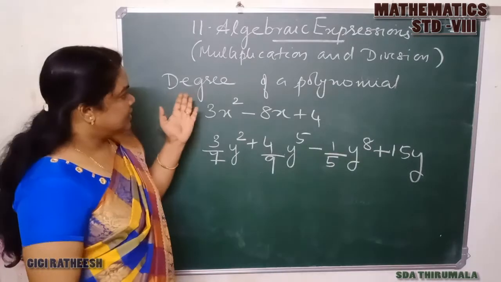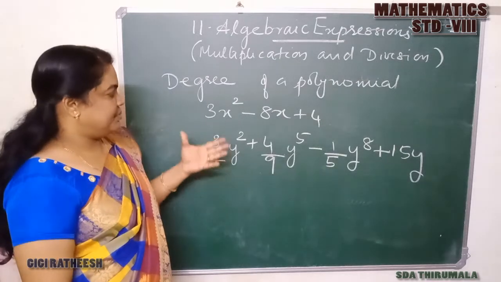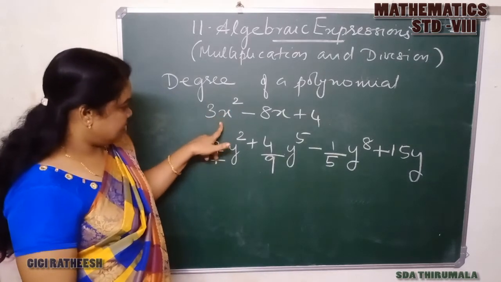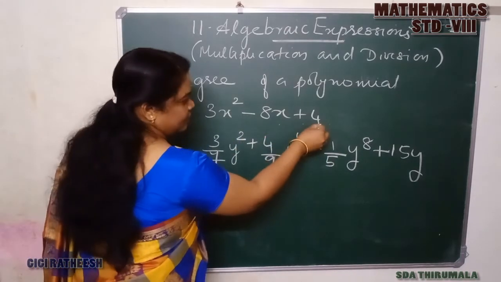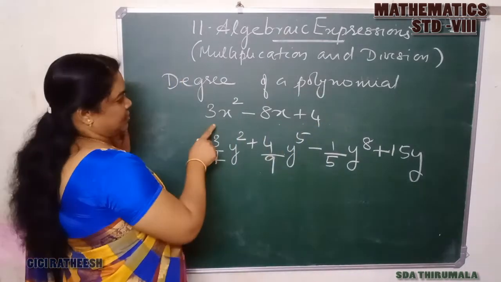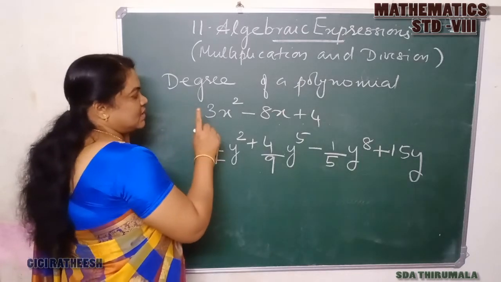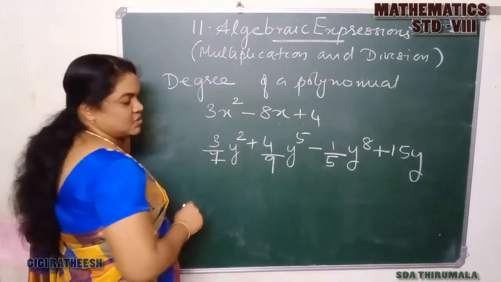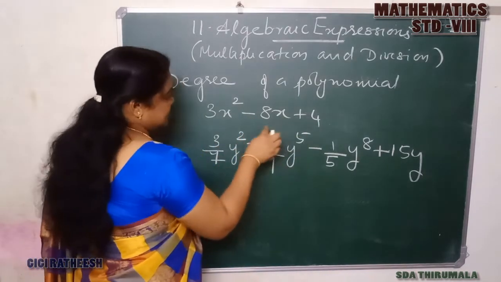Okay, next is the degree of a polynomial. What is the degree of a polynomial? Take this expression with three terms, 3x square minus 8x plus 4. This is a polynomial. Polynomials are expressions with two or more terms combined with minus or plus. Here there are three terms and this is a polynomial.